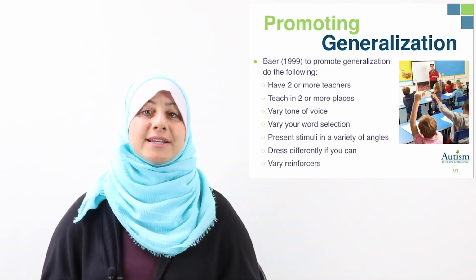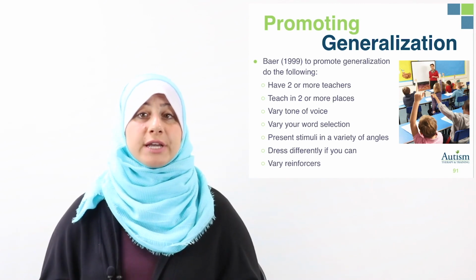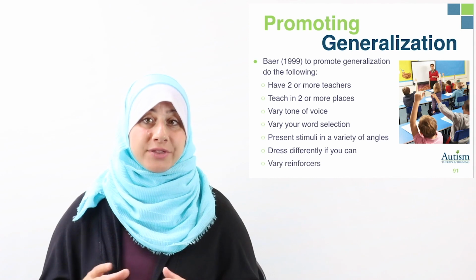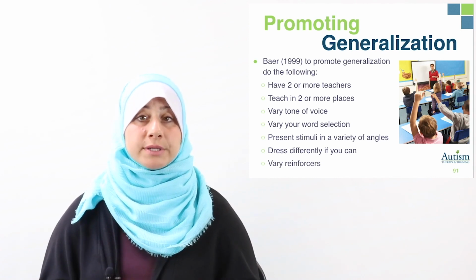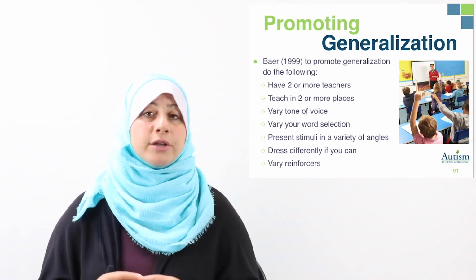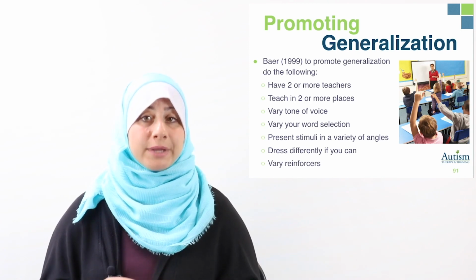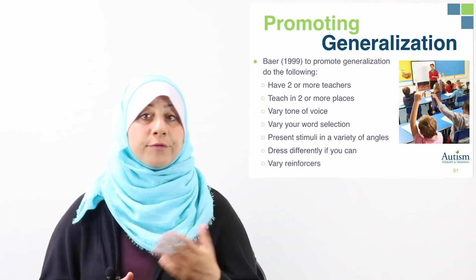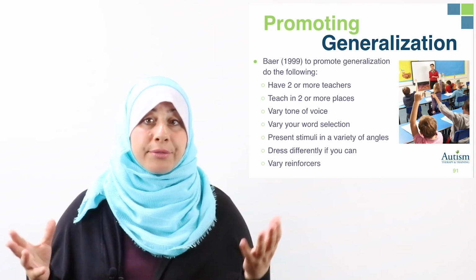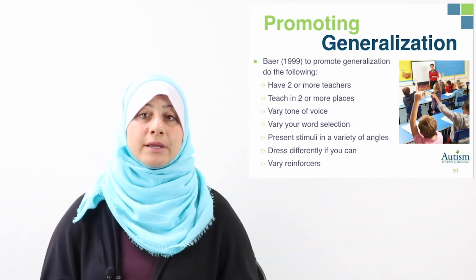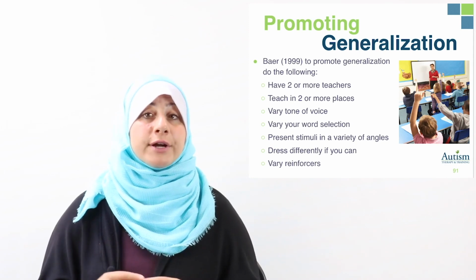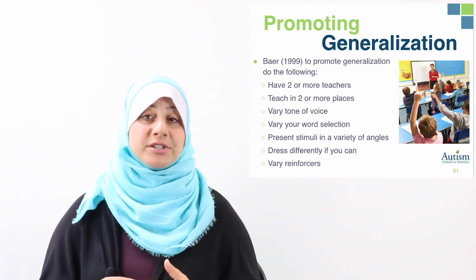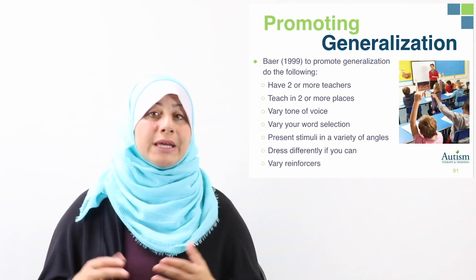Baer in 1999 stated that to promote generalization, do the following. Have 2 or more teachers. At the center, we have a minimum of 3 therapists that work with the learner. He also said, teach in 2 or more places. At the center, we'll teach at the table, floor, and in the front room, in the back room, in the bathroom, in the staff room if needed. He also said, vary tone of voice. When playing in the net, we may pretend to be a monster talking, or we may use a squeaky voice.